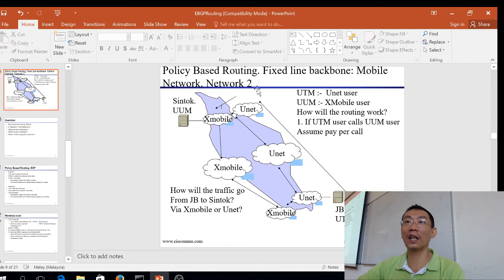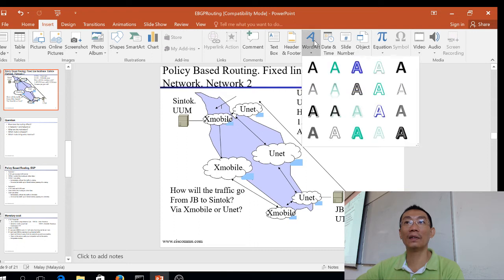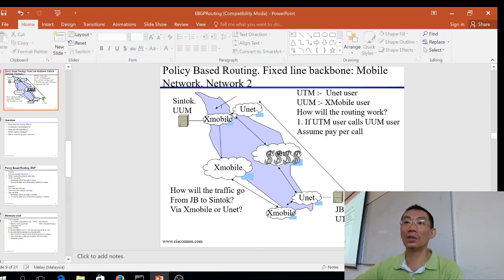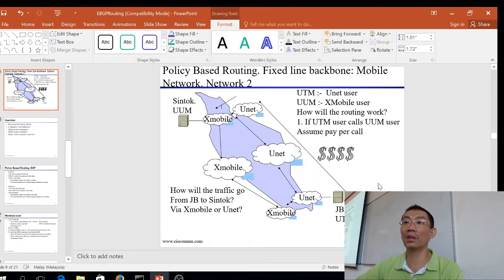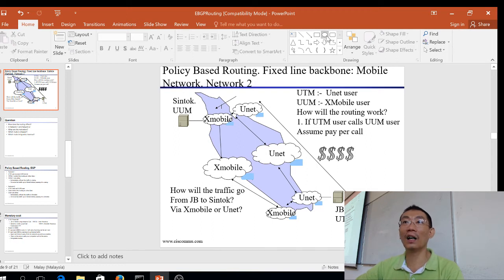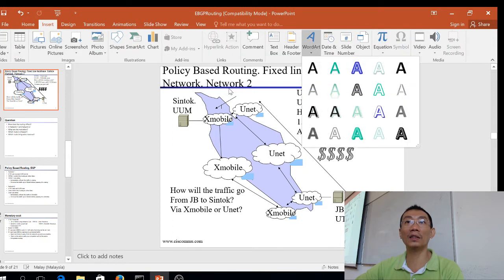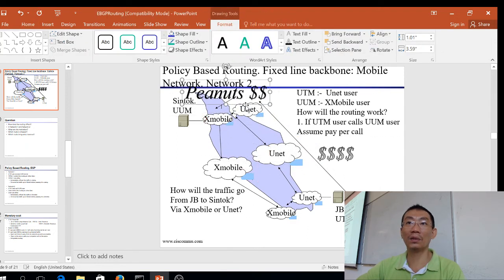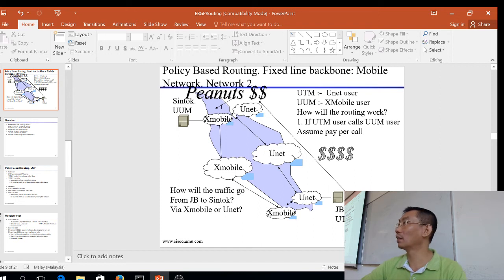Okay? Because you can earn money. Correct? Pay per call, every call you can make money. So you carry long distance as far as you can because you're earning money. Then when you pass it off to somebody, you get peanuts money. So peanuts money you give to your competitor. Correct? Clear?